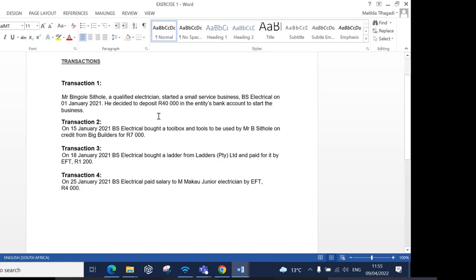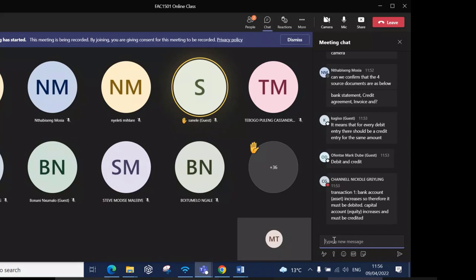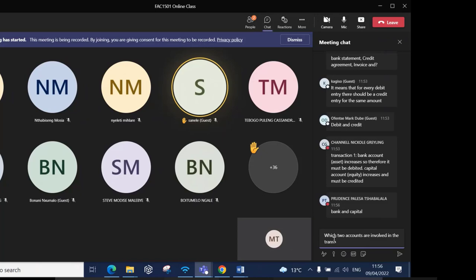So transaction one is saying Bongoli, a qualified electrician, started a small service business on the 1st of January. He decided to deposit 40,000 in the entity bank account to start a business. So the question I'm going to write in applying the double entry principle is: which two accounts are involved in the transaction?